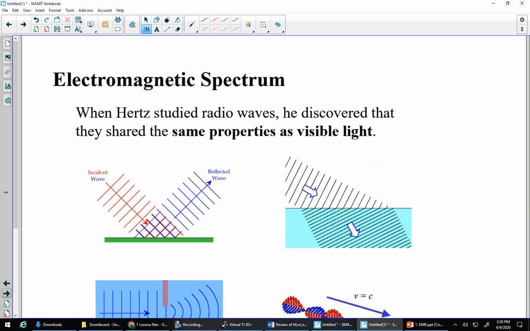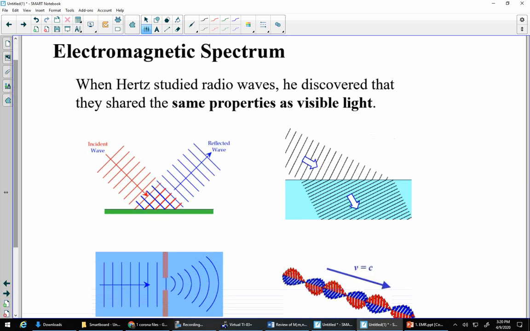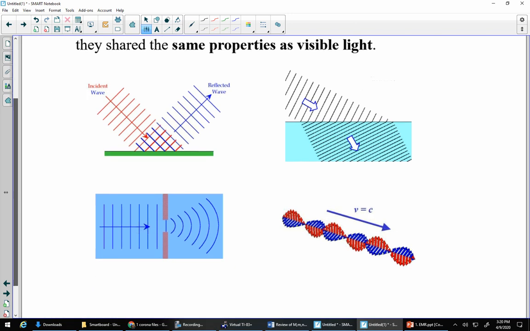Okay, electromagnetic spectrum. So Hertz studied radio waves. He discovered that they have all the exact same properties of visible light. They are literally the same thing as visible light, just with a different frequency and a different wavelength. So they reflect the same way. The top one is reflecting, and we will talk a whole bunch about reflecting. They refract, and we will talk a whole bunch about refraction. So it's the bending or the changing of speed as it goes from one medium to another.